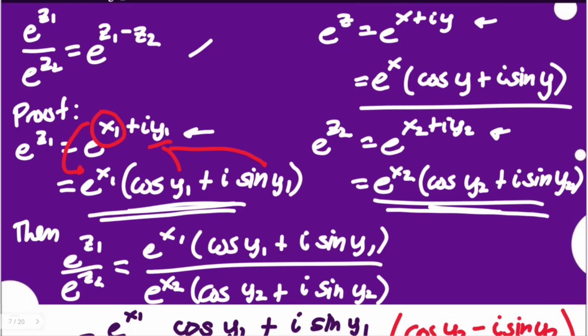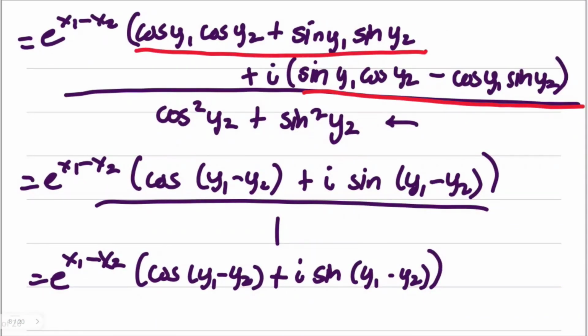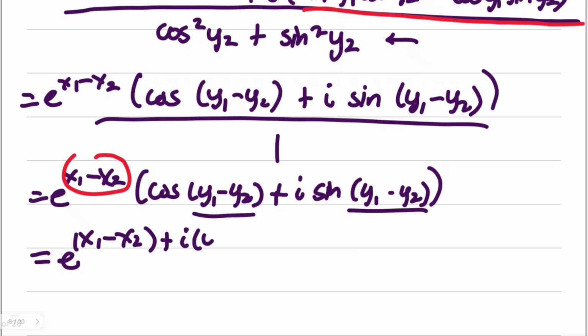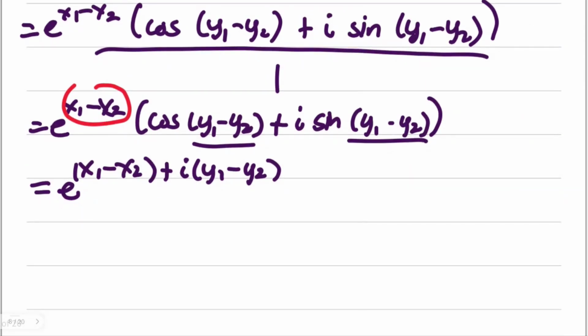So basically, we're going to return to this manner. This will be the exponent of our e. That's actually the real part. So you will have here e to the power of x sub 1 minus x sub 2 plus i. We have the same angle here, so y sub 1 minus y sub 2. And what is the shorter way of writing this?